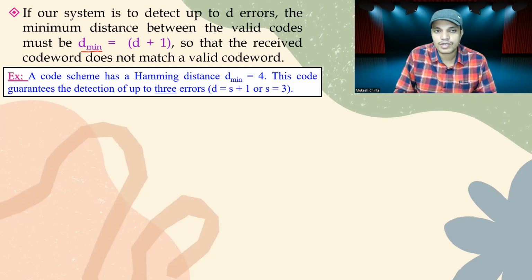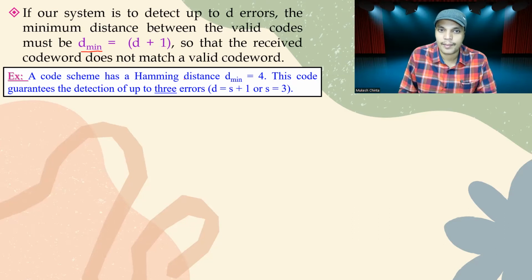Now, if our system is to detect up to d errors, the minimum distance between the valid codes must be dmin equal to d plus 1, so that the received code word does not match a valid code word. In order to understand this better, check out this example.